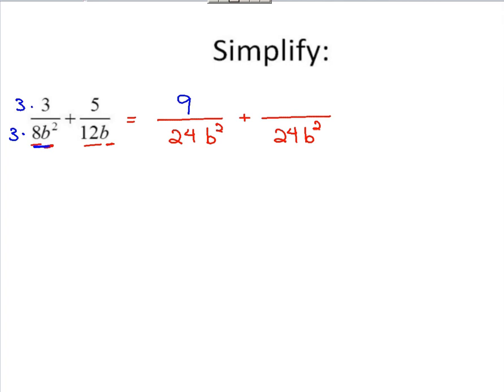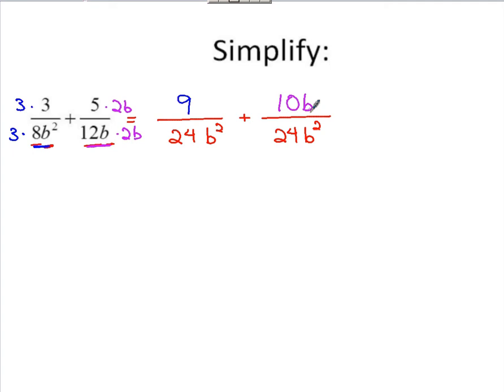And the changes that I made to go from this 12b here in the second fraction to the 24b squared here in the new second fraction, well, I multiplied by 2 to get to the 24, and I multiplied by b to get to the b squared. So multiply by 2b to the bottom, multiply by 2b to the top. You can do that. New numerator is 10b.